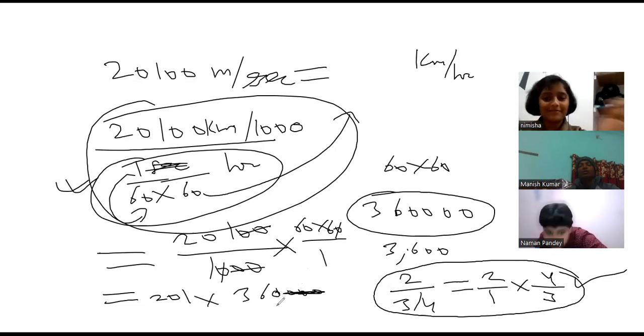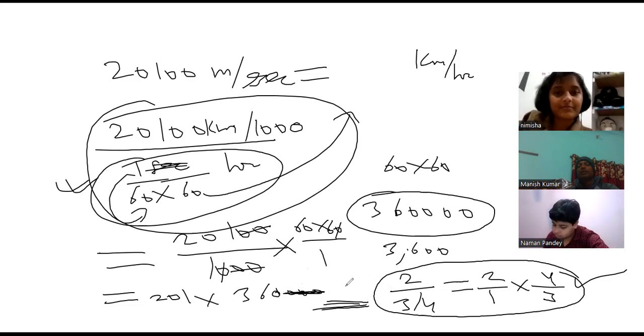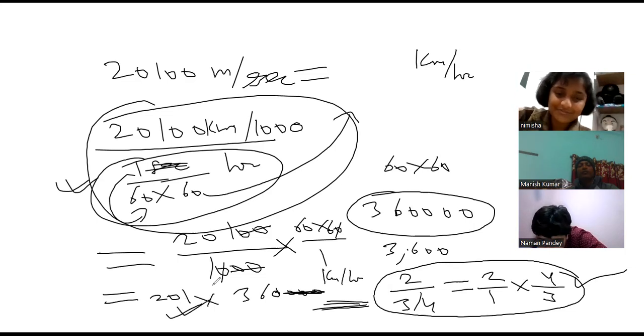And what will the unit be? After multiplication, what is the final unit we have to write here? Meter, kilometer, milliliter, liter, second, hour, what? Sir, kilometer per hour. Good. Kilometer per hour. Now multiply this yourself afterwards.